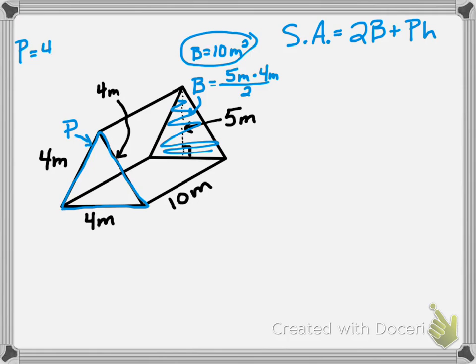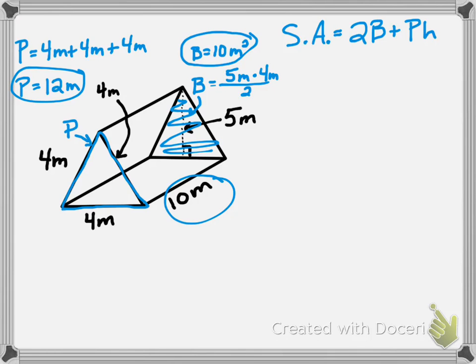Okay, so the perimeter is 4 meters plus 4 meters plus 4 meters. So I get that the perimeter is 12 meters. And then my height is 10 meters. So I've got all three things I need. I've got the area of the base, the perimeter of the base, and the height of the prism. So I plug it in.